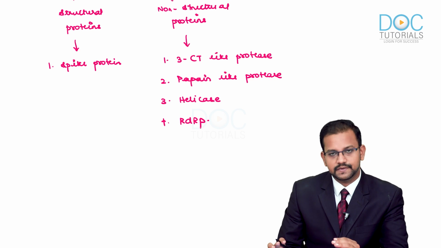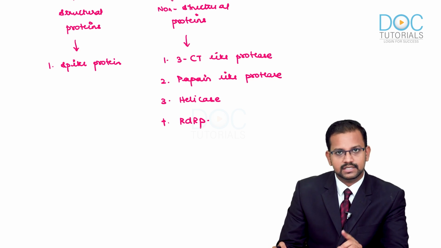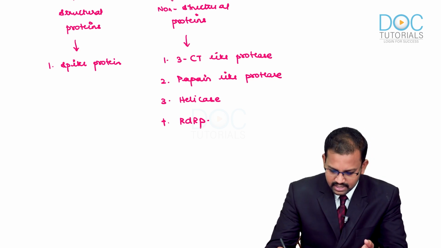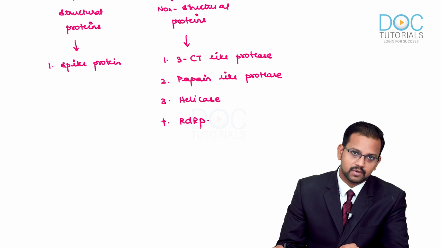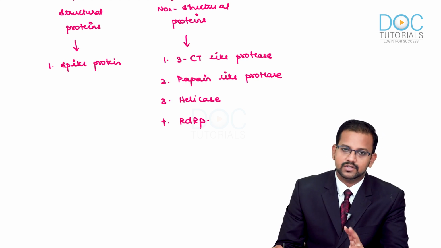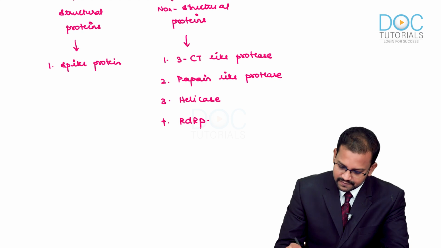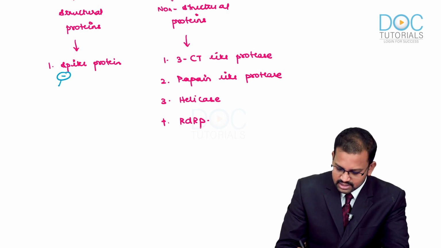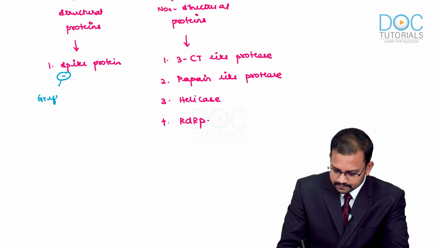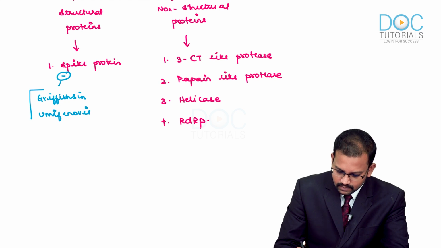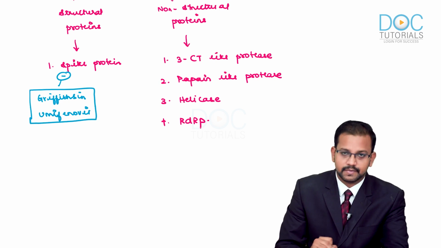Now regarding the drugs which inhibit individual proteins, first let's talk about drugs inhibiting the structural protein, that is spike protein. Two drugs are there, one is Griffithsin and the next one is Umifenovir. Drugs inhibiting spike protein, we have Griffithsin and Umifenovir. Both of these drugs tend to inhibit the spike proteins.